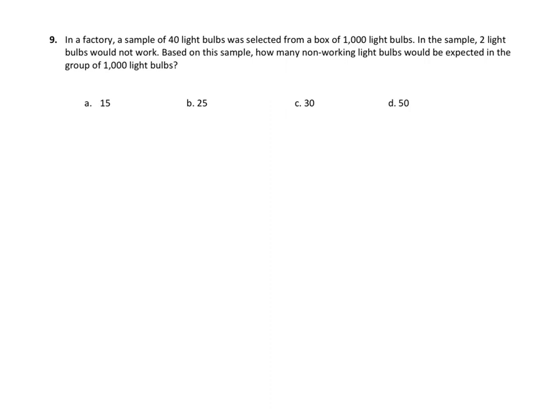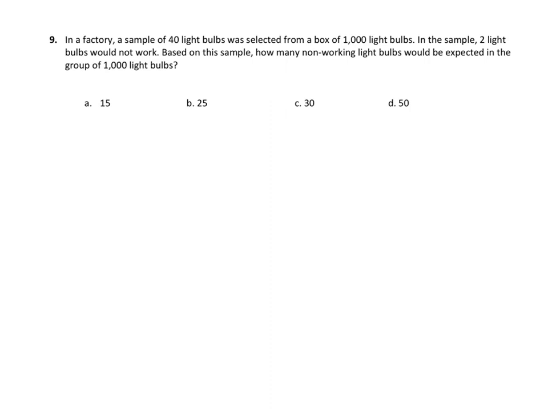Number 9 says, in a factory, a sample of 40 light bulbs was selected from a box of 1,000 light bulbs. In the sample, 2 light bulbs would not work. Based on this sample, how many non-working light bulbs would be expected in the group of 1,000 light bulbs? So here we're trying to figure out a certain number.